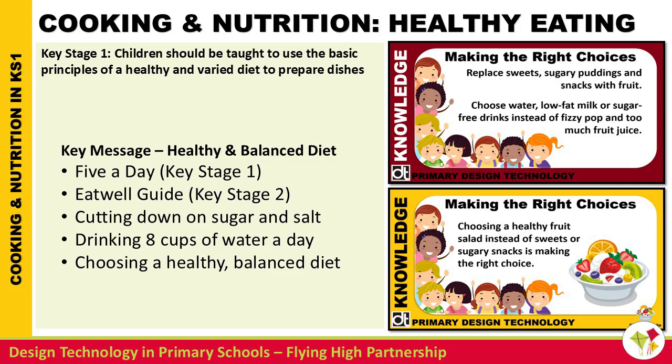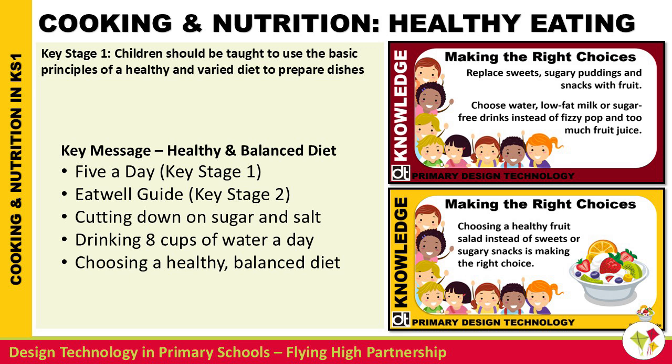As far as curriculum provision concerns, cooking and nutrition activities in Key Stage 1 should be used to convey and consolidate the healthy eating message. Schools may have their own version of healthy eating, but the key principles should be based around eating at least 5 portions of fruit and vegetables a day, cutting down on sugar and salt, drinking 8 cups of water a day, and making the right choices in order to have a healthy and balanced diet.